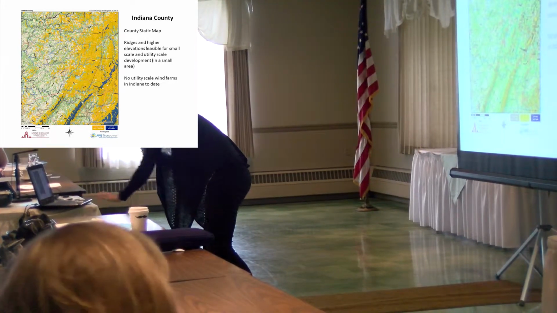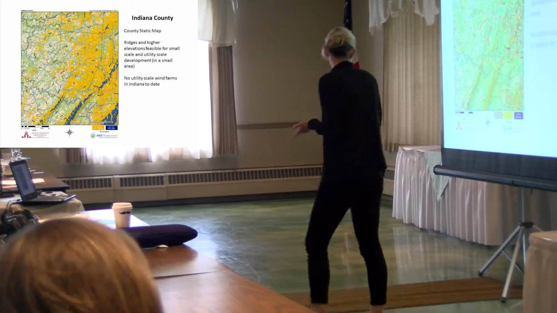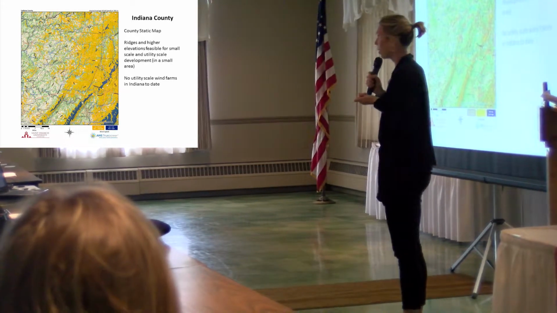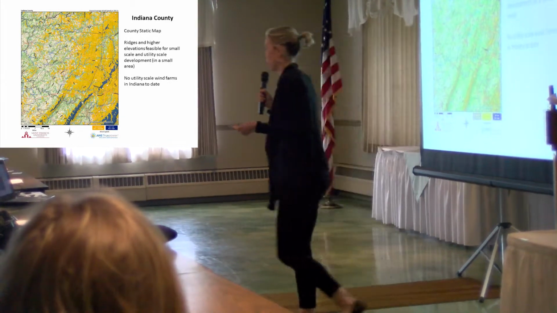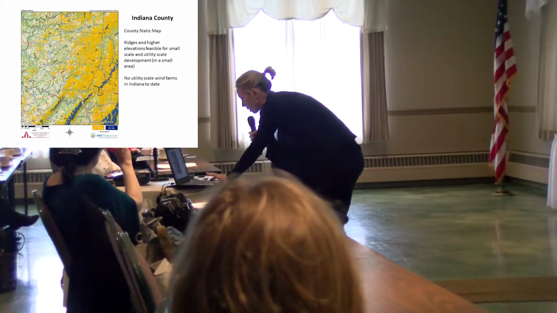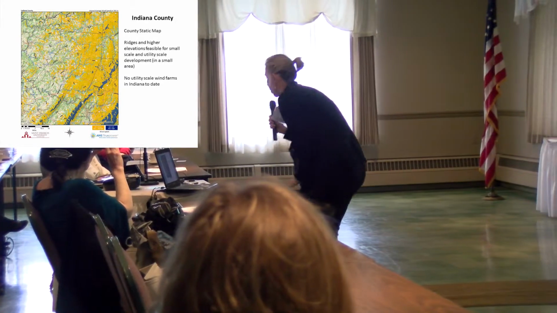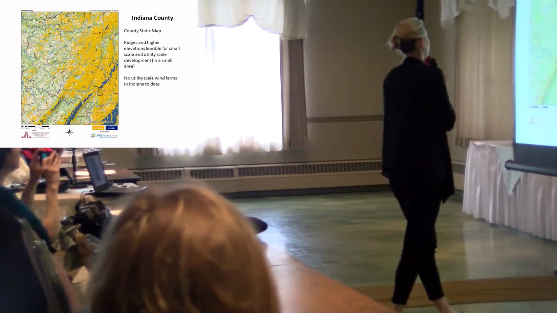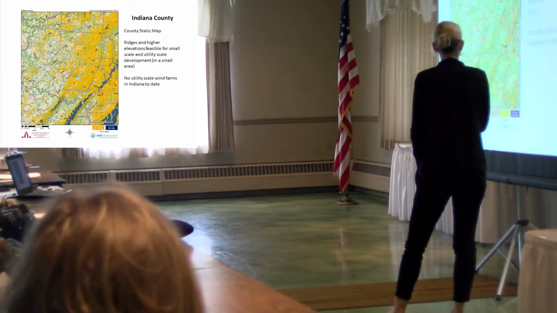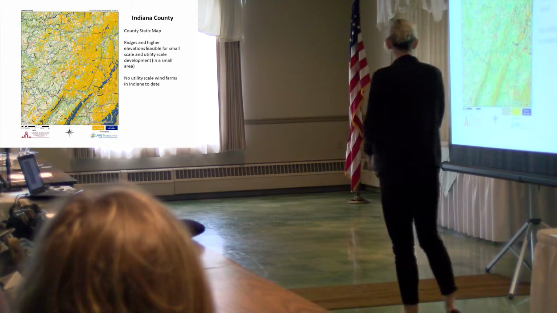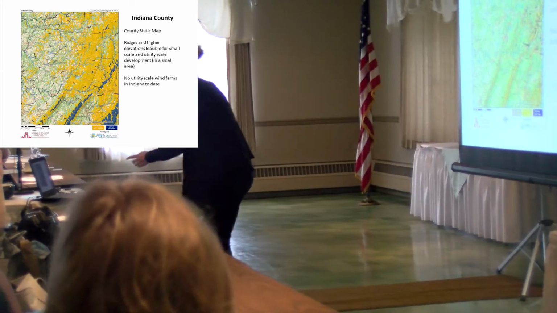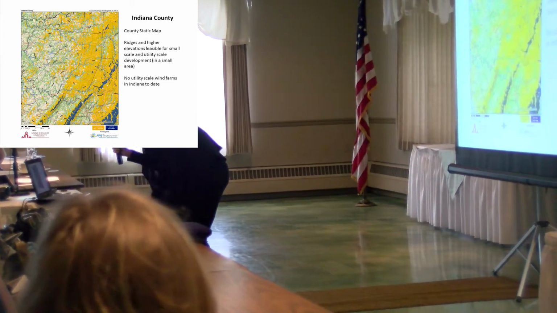Just as an example, we also have these static wind maps available at the county level. They are available at 30 meters, 50 meters, and 100 meters. Here's an example of Indiana County. You can see we really don't have too much of a developable utility scale resource here in Indiana, but it's pretty close by over in Somerset County.